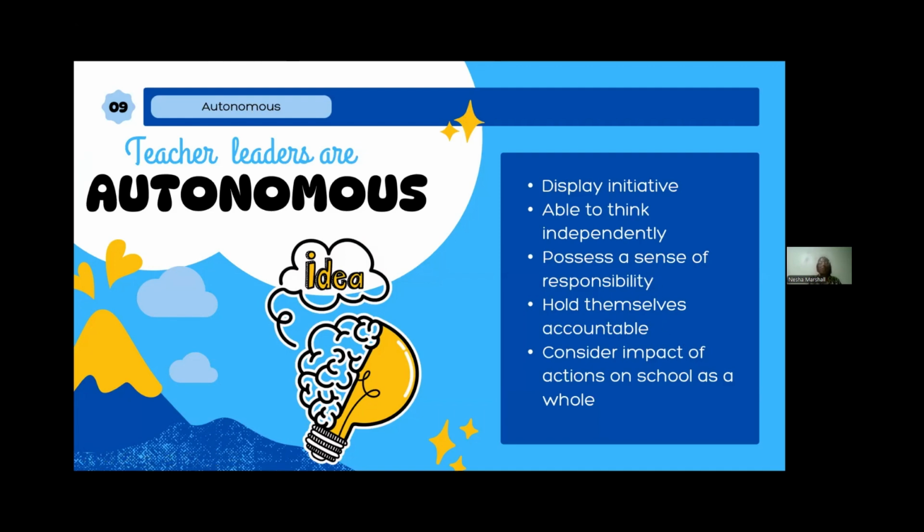And autonomy does not mean that you are just acting on your own in your classroom. Yes, you display initiative and you are able to think independently, but in autonomy, you always have the school's vision and mission in mind. That is all, and the students and what we want to have for our students, that is what you have in mind, not selfish or personal gain.